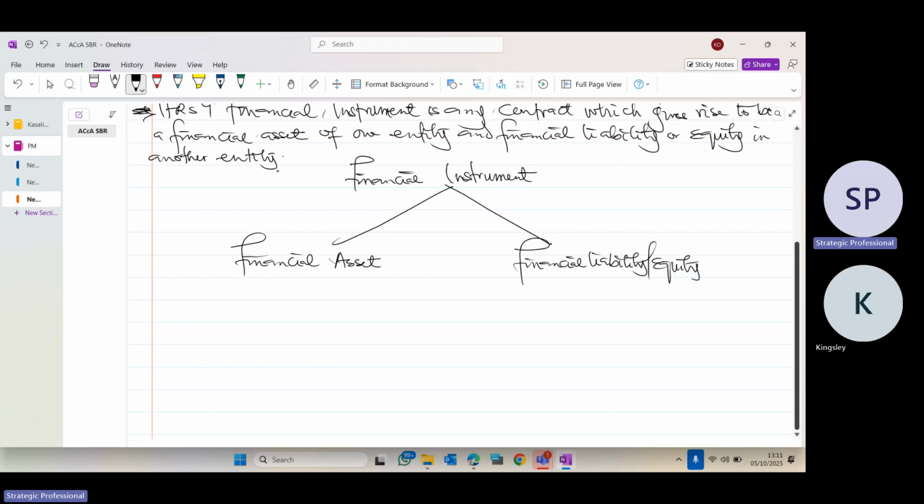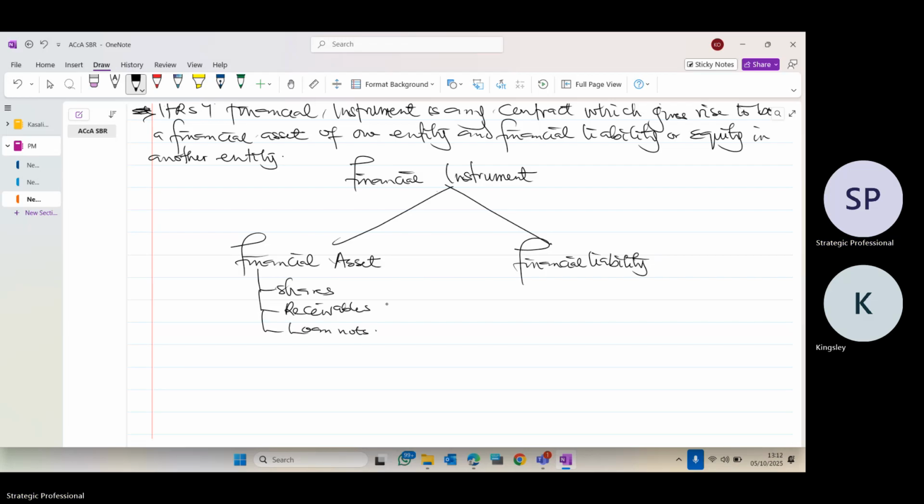If it is not a financial liability, it is going to measure an equity in the other entity. So when we talk of financial assets, we are actually referring to any cash or any contractual rights to receive any cash or what? Equity. As a result, here we'll be having our shares, then we have receivables, and we have loan notes.